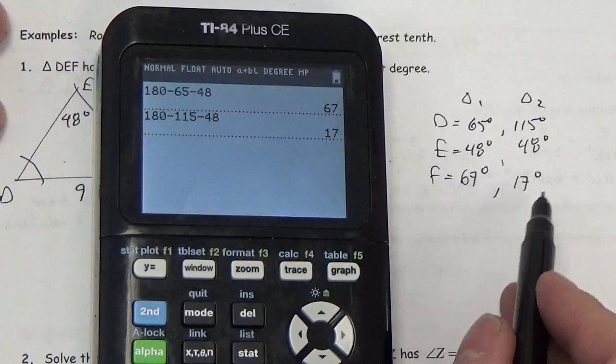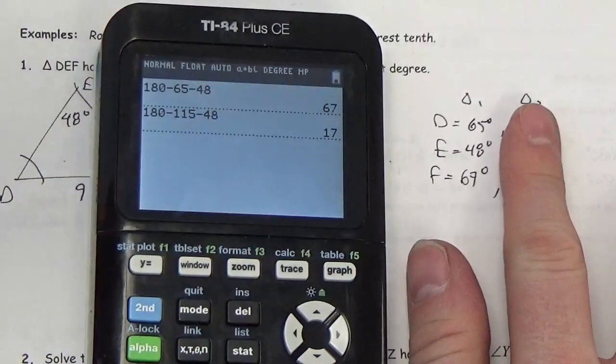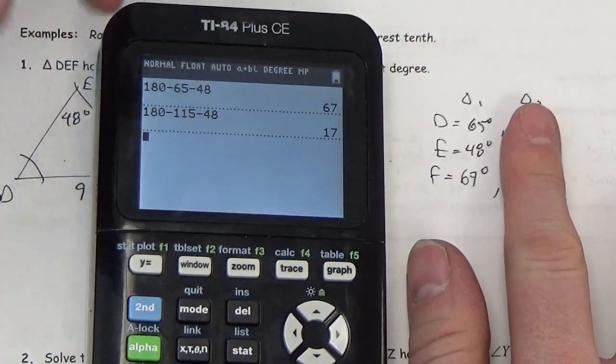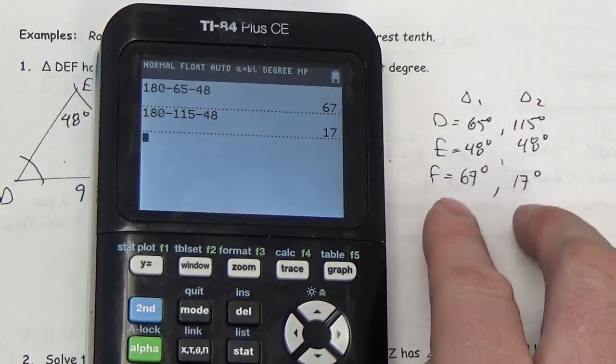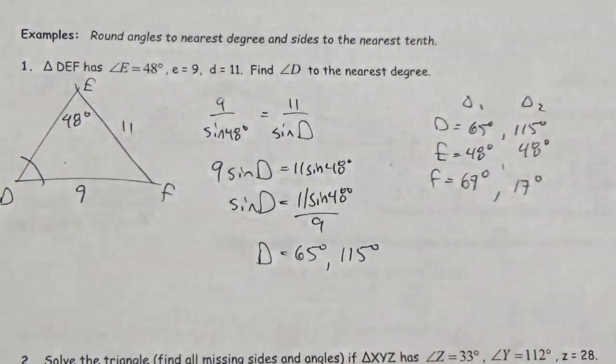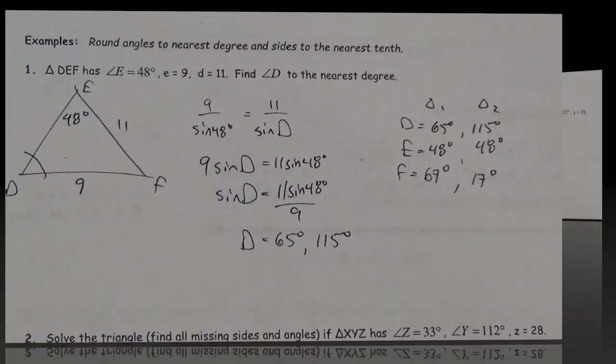Sometimes what you get here is that this ends up being a negative angle, in which case that is the only answer you get. And so when you're looking for the ambiguous case, you only get the one answer. Okay? And that's how you check it. You look for that last angle and see if that last angle makes sense, and that tells you what kind of a scenario you're looking at.